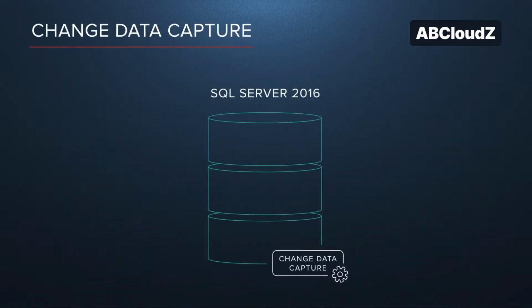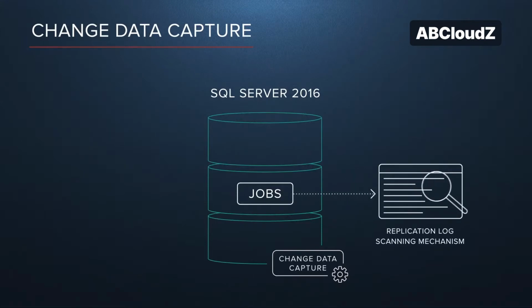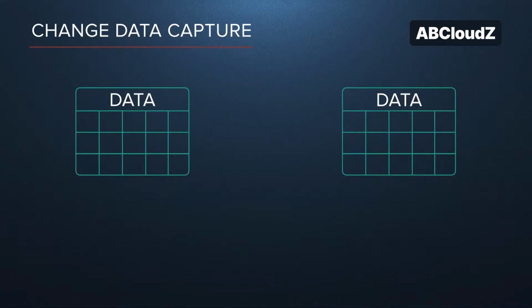First, we apply change data capture at the database level. At this point, we created special jobs in the SQL Server 2016 database instance. CDC uses the transaction log scanning mechanism to harvest changes from the database. Secondly, we apply change data capture at the table level. Here we specify the table columns that we want to replicate.